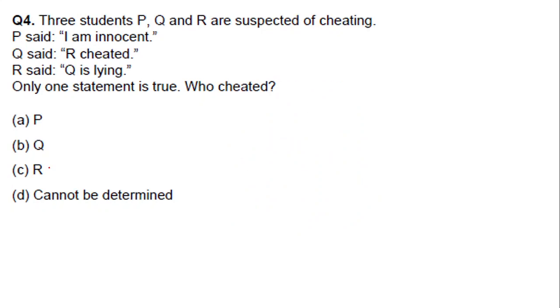Question number 4. Three students, P, Q, R, are suspected of cheating. So who is the cheater here? We'll see. First we will take P and identify. We are assuming P is the cheater here. So P said, I am innocent. When we assume P is the cheater, I am innocent is not possible. So this is false. Q said R cheated, but our assumption is P cheated. So Q's statement is also false. R said Q is lying. When R is telling Q is lying, yes, it is lying only. So this is true.